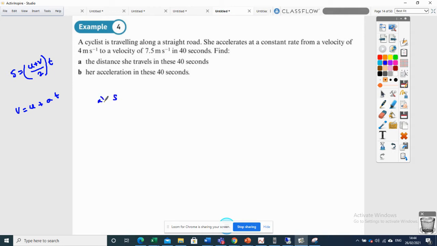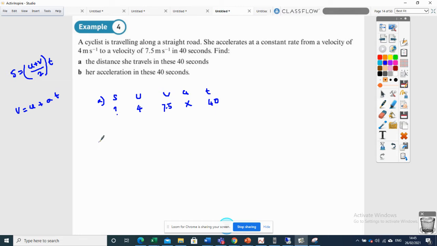Starting off, for all these questions, write out what you know. Do we know the distance? No, we don't. That's what we're trying to find out in part A. Do we know the initial velocity? It starts at 4 meters per second and ends at 7.5 meters per second. We don't know A and we're not trying to find it. The time is 40 seconds. So which of these are we going to use?